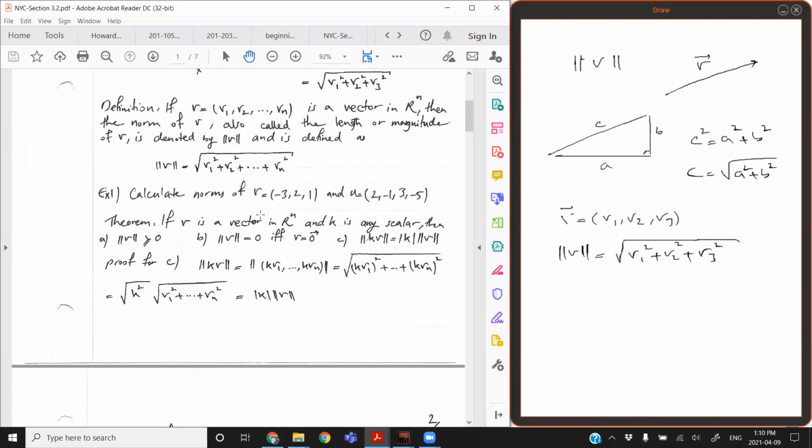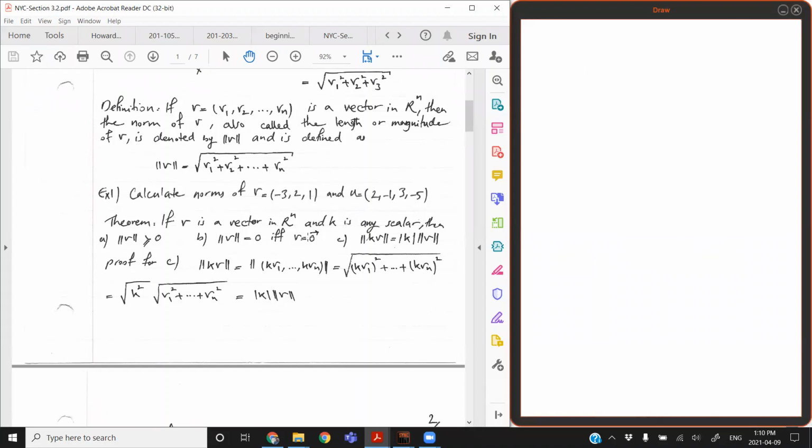Example 1, calculate norm of these two vectors. So I'm going to do one of them for you and let you do the other one on your own. So if v is (-3, 2, 1), then the norm of v, according to this formula, is going to be square root of the first component squared plus the second component squared plus the third component squared. So it's going to be 9, 13, 14, root 14.